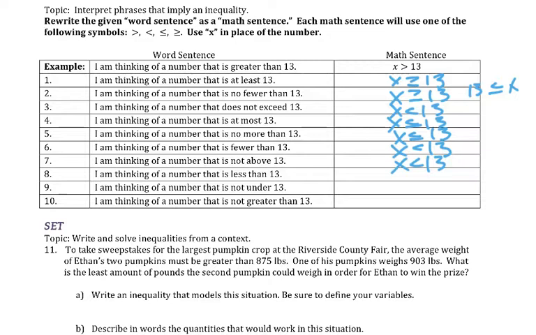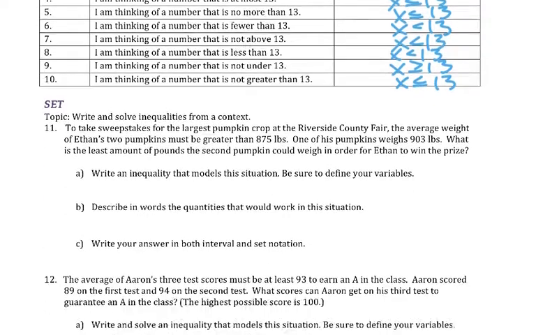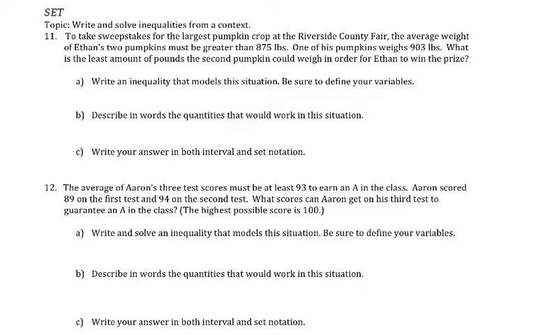As you can see, there's lots of different ways to say this. I'm thinking of a number that is less than 13. Same thing. I'm thinking of a number that is not under 13, meaning it's greater than or equal to. I'm thinking of a number that is not greater than 13. So, less than or equal to, right? Okay. So, kind of crazy, but there we go with that. All right. Let's create some inequalities.